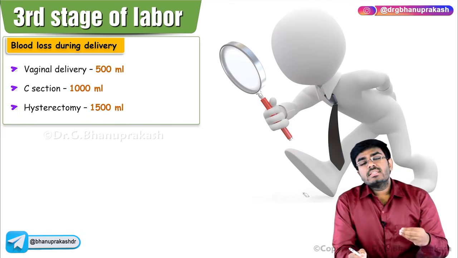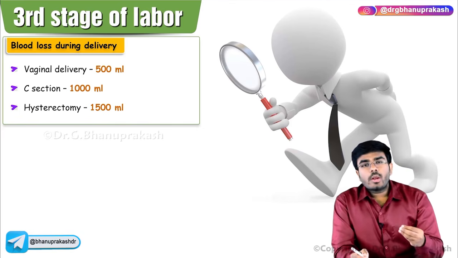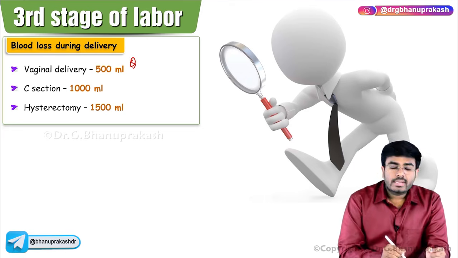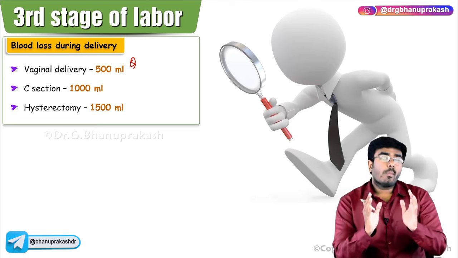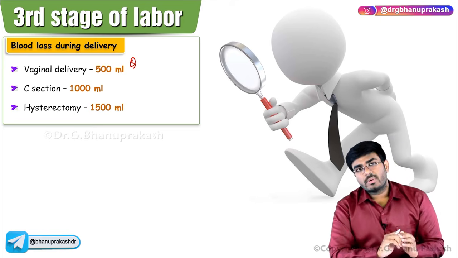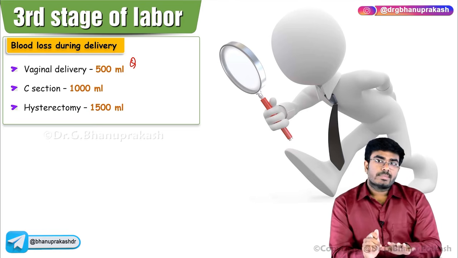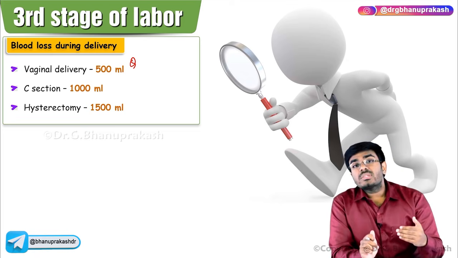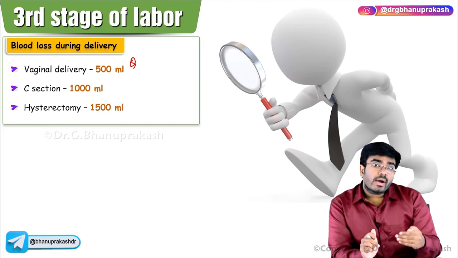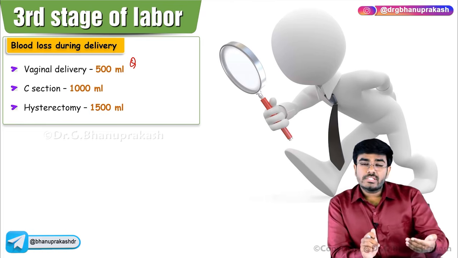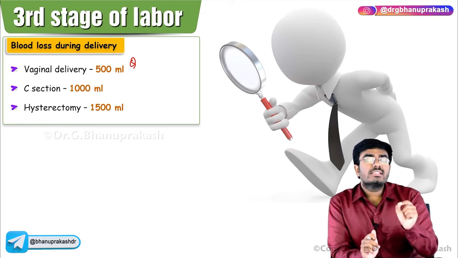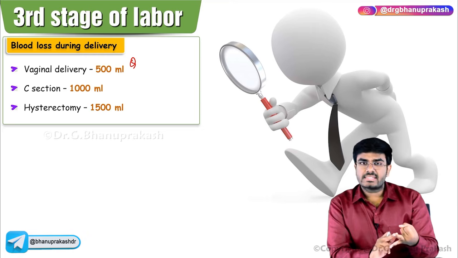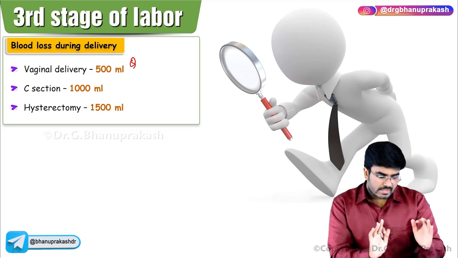Now see, what is the normal blood loss during vaginal delivery? Why is this important? Why are we discussing the amount of blood loss in the third stage of labor? Because there is some importance. There is this condition known as postpartum hemorrhage. To define postpartum hemorrhage, you need to know the normal amount of blood loss in normal vaginal delivery, C-section and hysterectomy. Please concentrate.